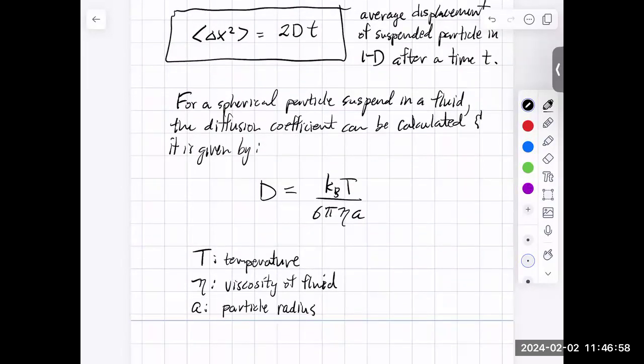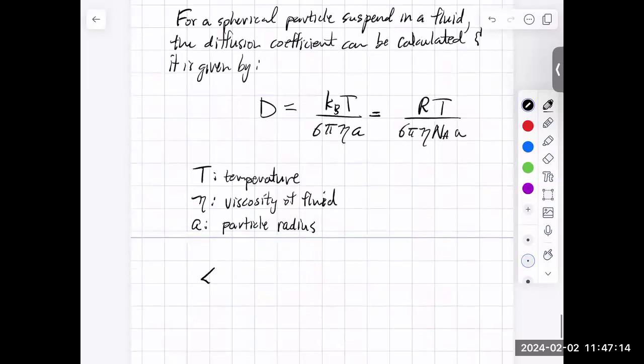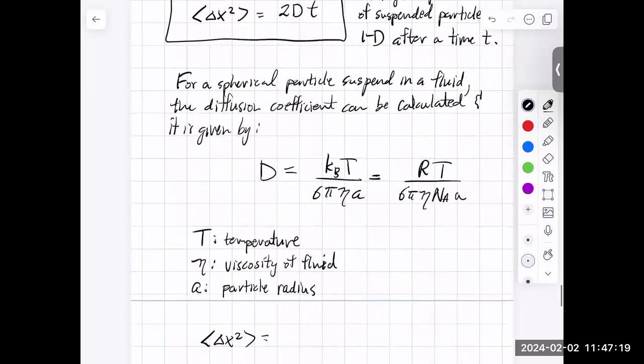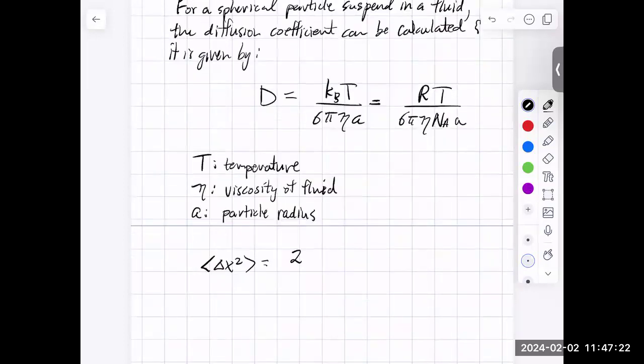Again, it makes sense that a fat particle with a large radius wouldn't move as much as a small little particle. Boltzmann's constant you could always write in terms of Avogadro's number and the gas constant. So you could write this as RT over 6 pi eta Avogadro's number times A. And so our delta x squared is 2 times this diffusion coefficient times t. So it's 2RT over 6 pi eta Avogadro's constant A, and then we multiply by t. The 2 over 6 you could write as a 1/3 if you wanted.